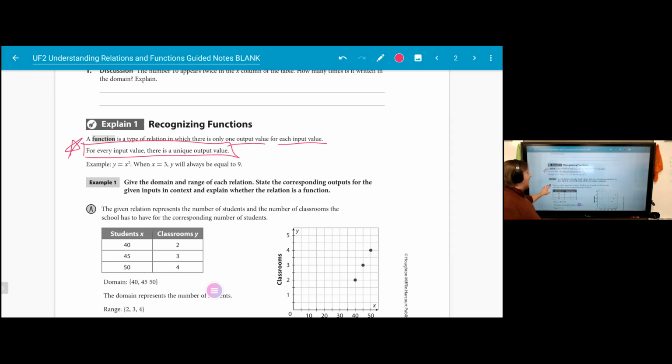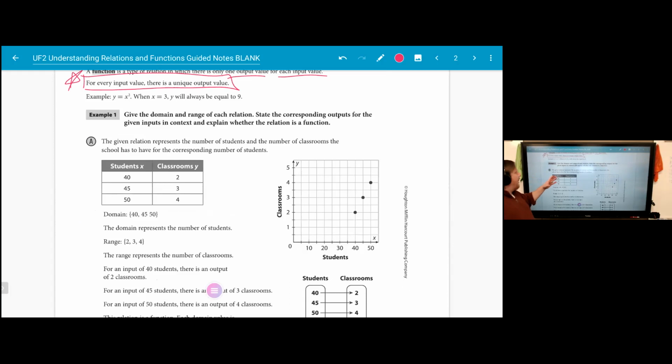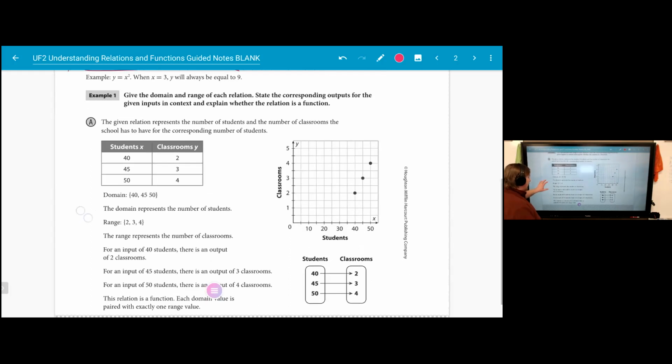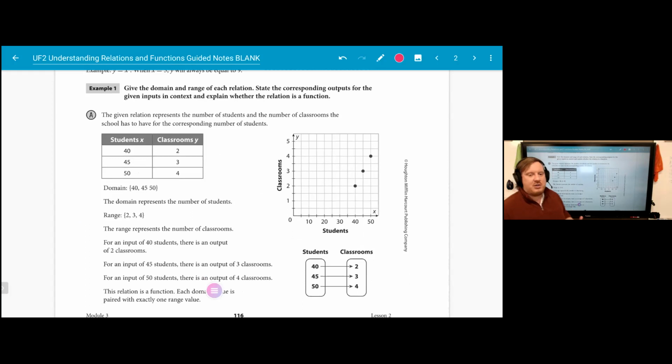But let's look at an example. This example says, give the domain and range of the relation, state the corresponding outputs for the given inputs in context. We'll talk about what that is down here, and then explain whether the relation is a function. Well, in this case, we have this data set in three ways. We've got it as a table, as a graph, and as a mapping diagram. Okay. Well, let's look. I've got 40 students go to 2 classrooms, 45 to 3, 50 is to 4.